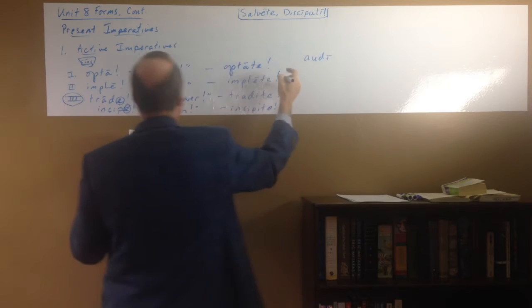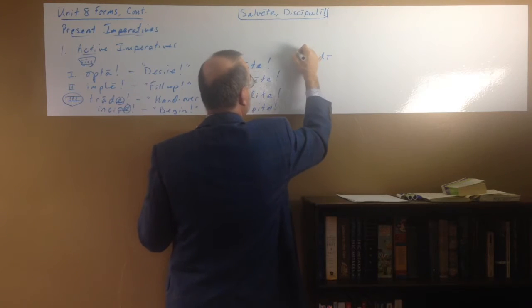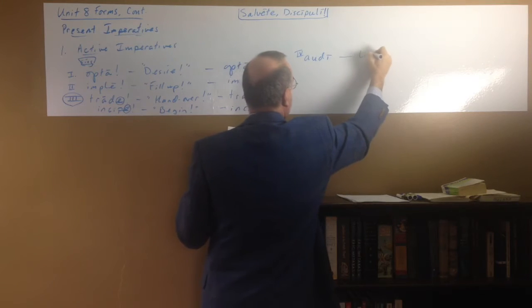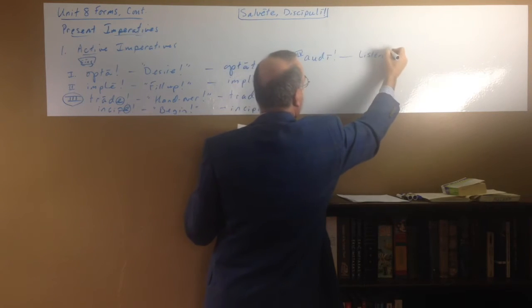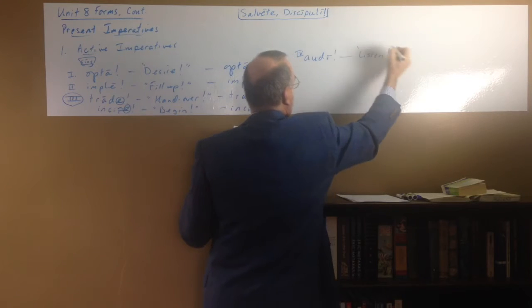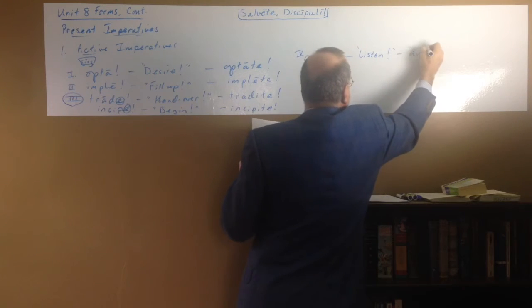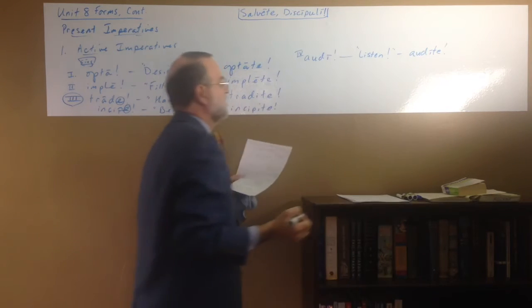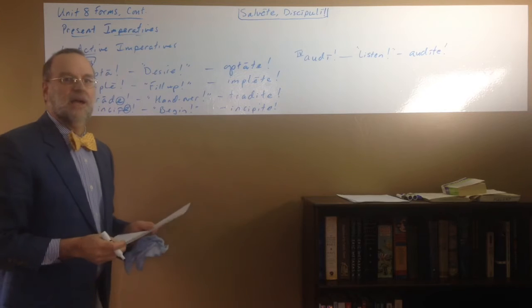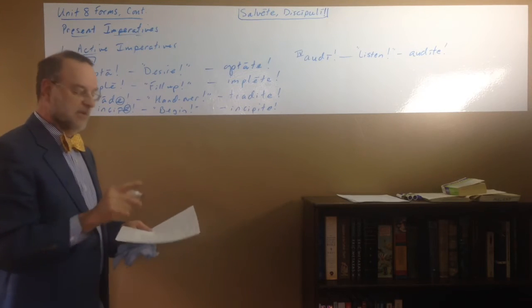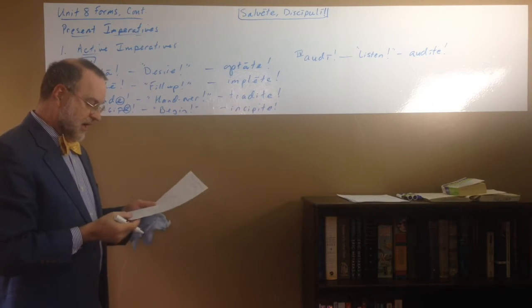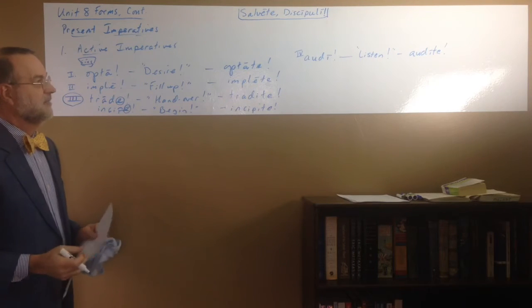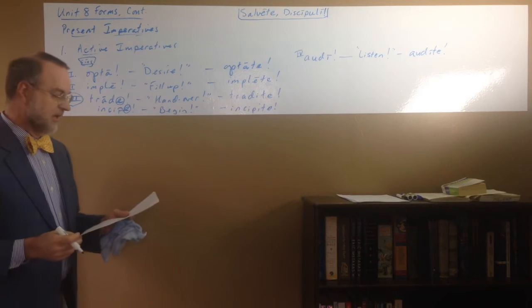Okay, and lastly, we go from audi, which was the fourth conjugation, audi, listen, and we simply add the -te to get audite, audite, you all listen. Okay, so the formation is very easy for the imperatives, and they're actually fairly easy to recognize as well in sentences.